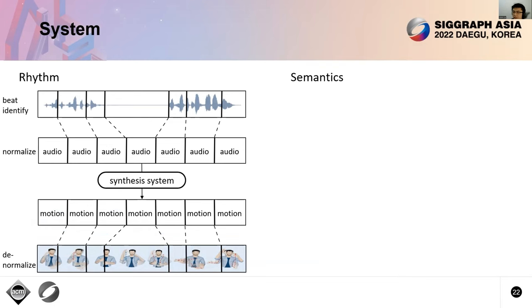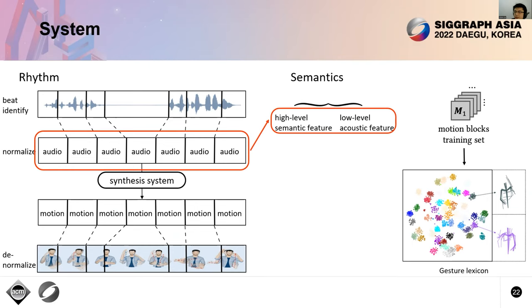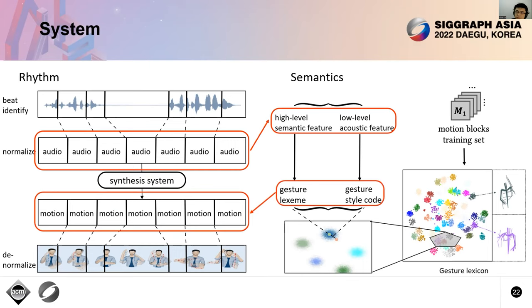Based on this assumption, the semantic part of the system works like this. First we have a number of motion examples. We construct a gesture lexicon, basically a gesture vocabulary, by clustering them into a number of gesture lexemes. Then we disentangle the audio into high-level semantic features and low-level acoustic features. Then we can build mappings from the high-level semantic audio features to the gesture lexeme, and from the low-level audio features to the gesture style codes. This defines the motion variation, and then we convert those motion descriptions into the actual motion. So this is the overall system.